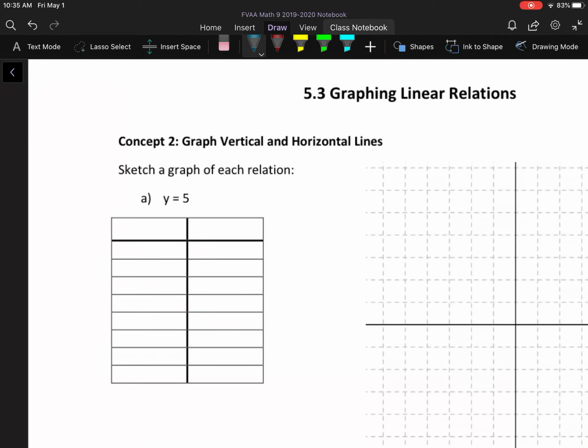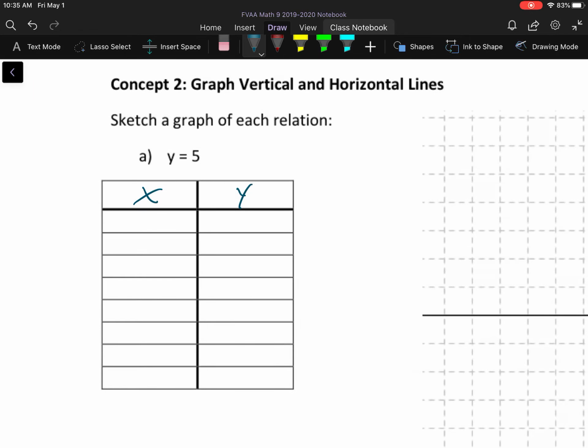So let's test this equation, okay? I have x values and y values. So if x is equal to 0, 1, 2, 3, what is y equal according to this equation? Well, this equation tells me that y is always equal to 5. So y is 5, 5, 5, 5. It doesn't matter what x is, because x isn't even in the equation. It's not even accounted for. Whatever x is, y is equal to 5.